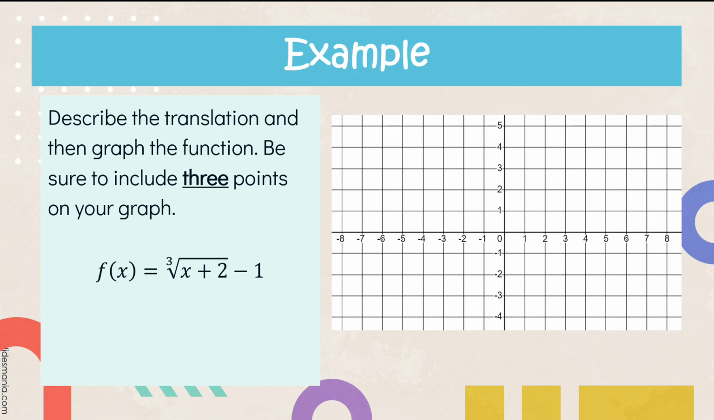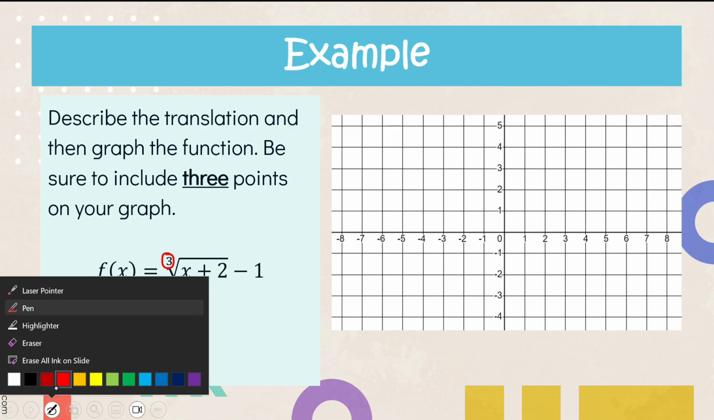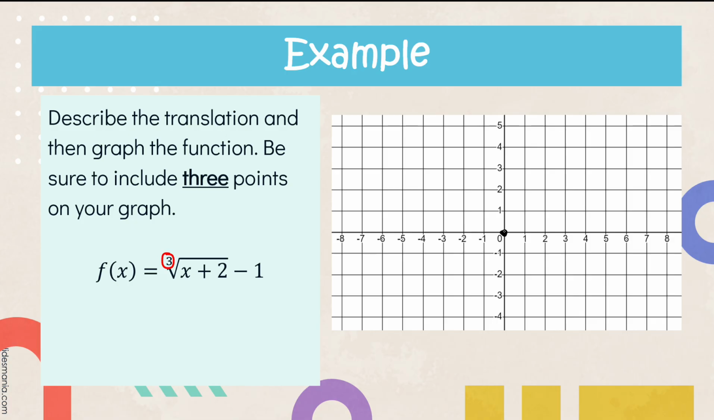All right, describe the translation and then graph the function with 3 points. All right, so we have a cube root function. This is going to be important to pay attention to. A normal cube root function, if I was going to plot the 3 points, would start at 0, 0. We would have 1 point going up to 1, 1, and one going down to -1, -1. So this is what a regular old, our mother function would look like, if you will.